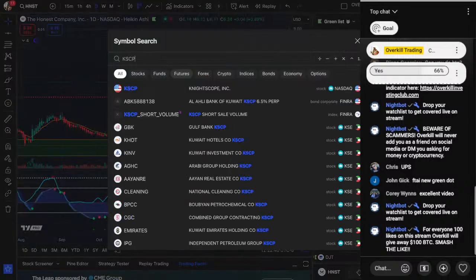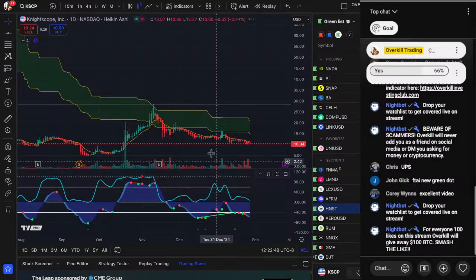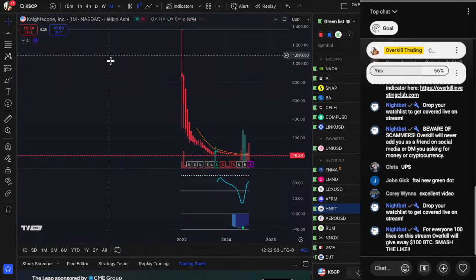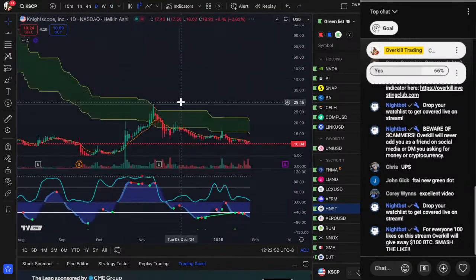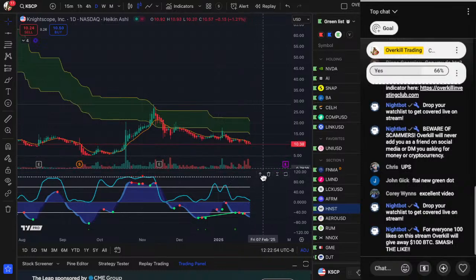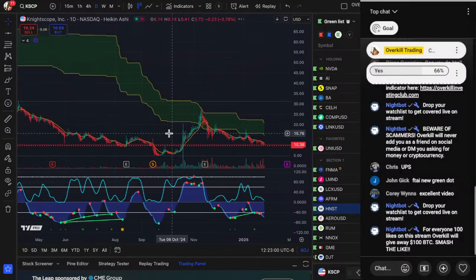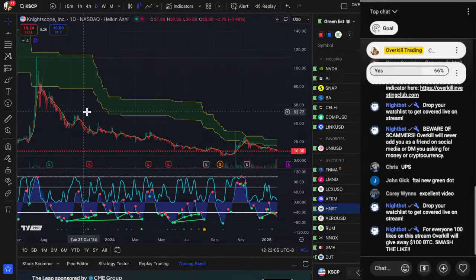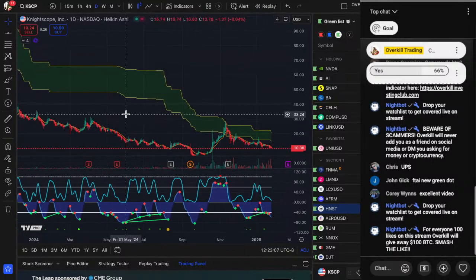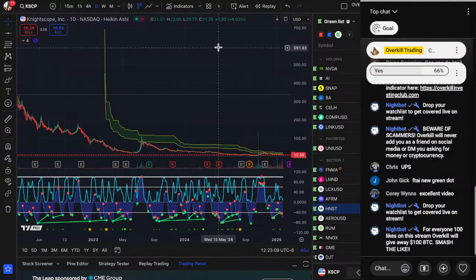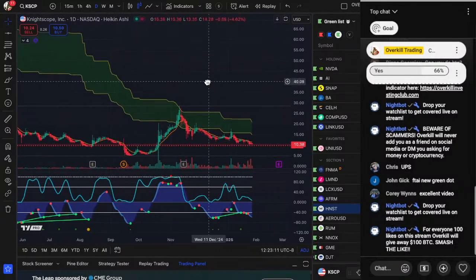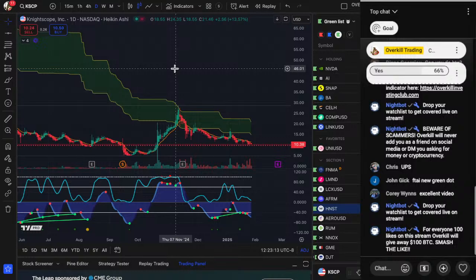KSCP. Nightscope. This one's green on the monthly, but this looks like a rug pull. Okay, I would probably set my stop, I don't even know, $9 on that one. I think there's some better names to trade. We want to trade names that are up above the golden zone a lot of the time, not just fading down and to the right. We want names that are up and to the right, not necessarily down and to the right. I think there's some better stocks you can trade than this one here.